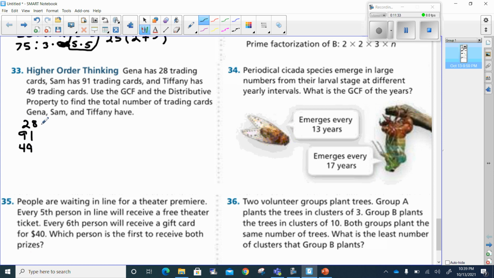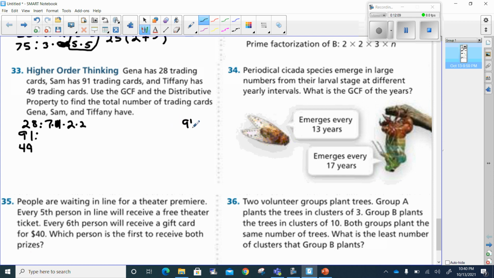When I look at this, I know 28 is made up of, let's see, I would say 4 times 7, right? And then I could go ahead and say that 4 is made up by taking 2 times 2. 91, let's see, what goes into 91? I know 2 doesn't. I don't think 3 does. I believe 5 does. 7 might. Let's check that out for a second.